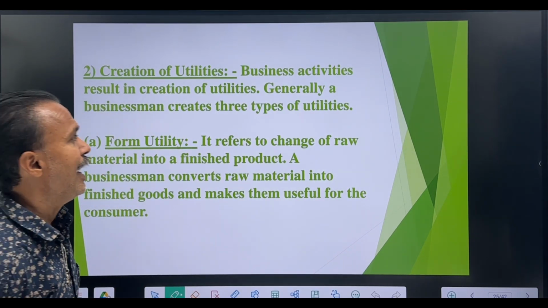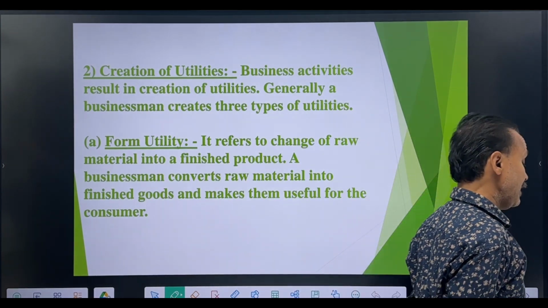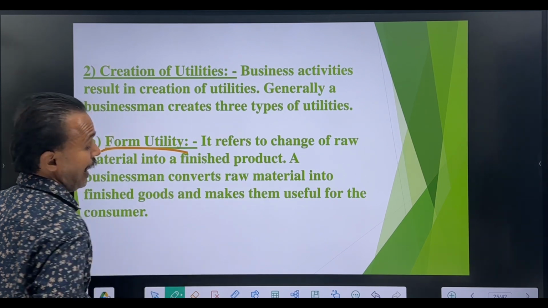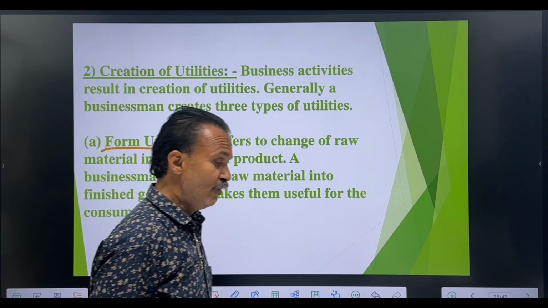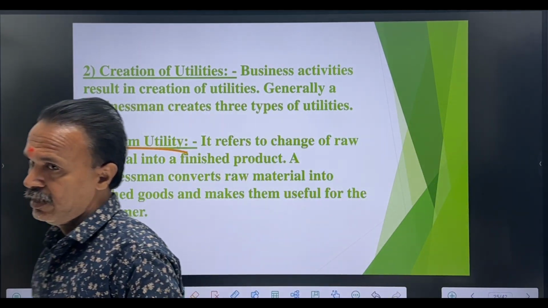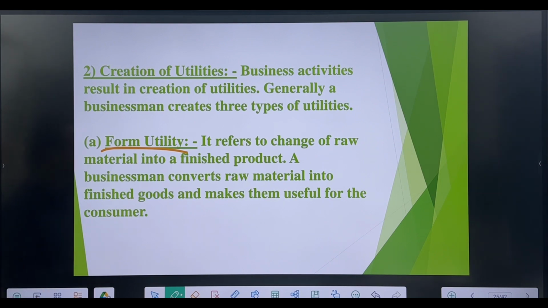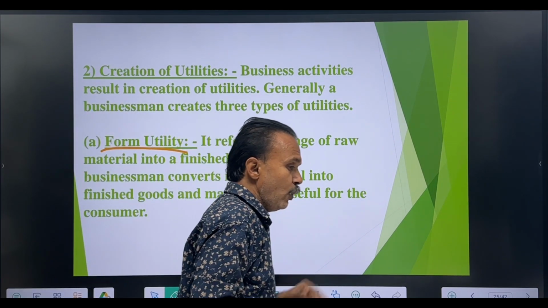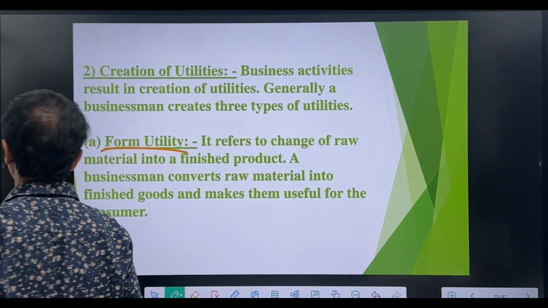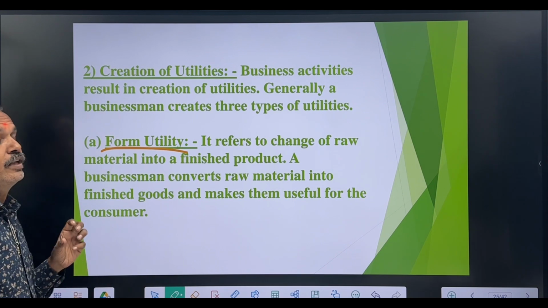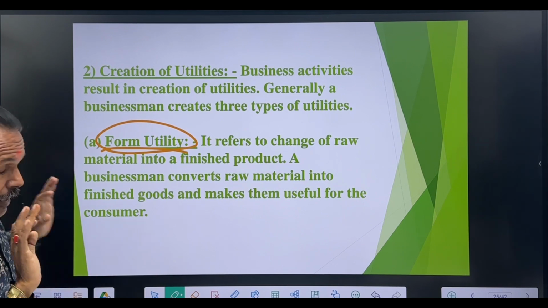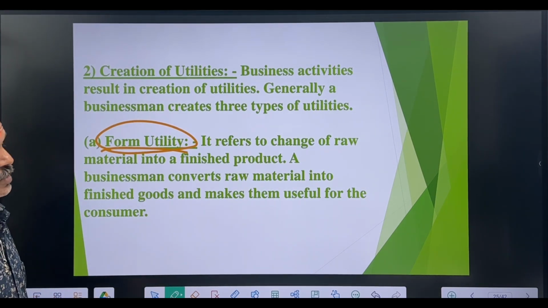Business creates different types of utility. Generally, these utilities are classified into three parts. First, form utility. Second, time utility. Third, place utility. First, form utility. In form utility, business converts raw material into finished goods. For example, wheat is converted into flour, wood is converted into furniture. These things are done by the businessman. So the first utility created by business is form utility, in which raw materials are converted into finished goods.